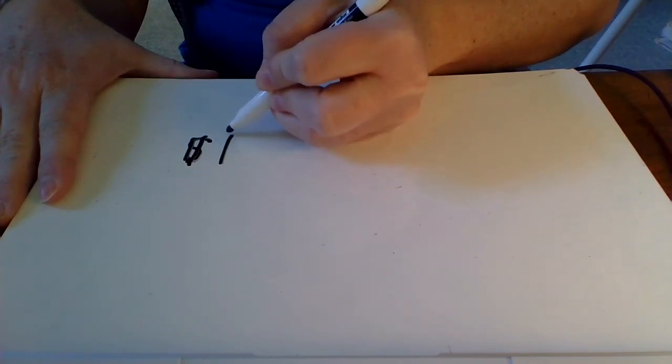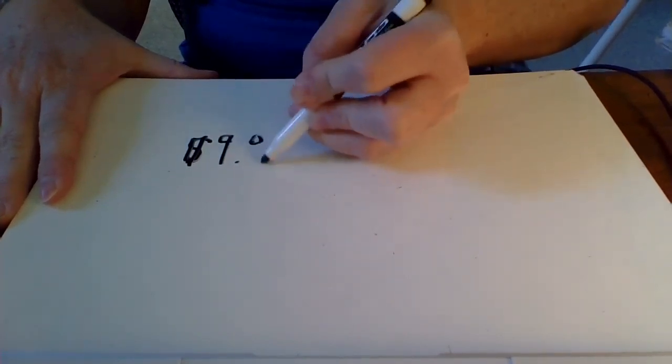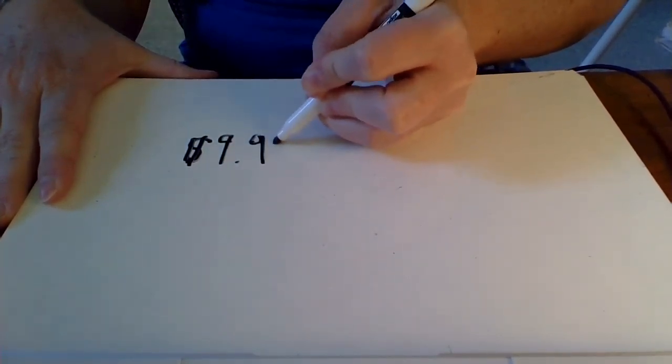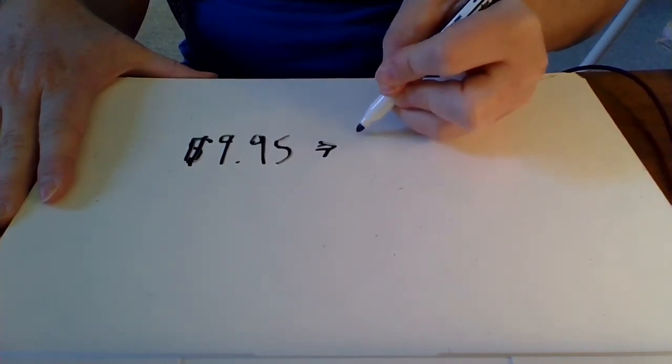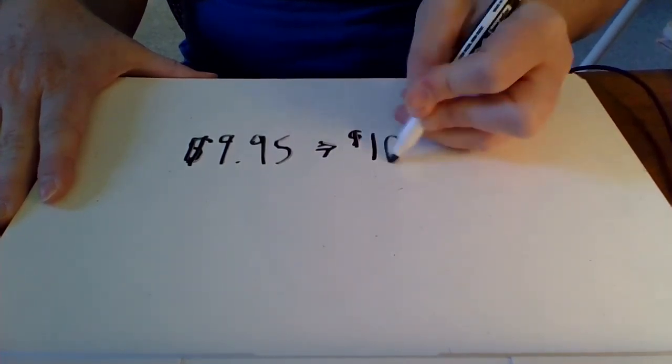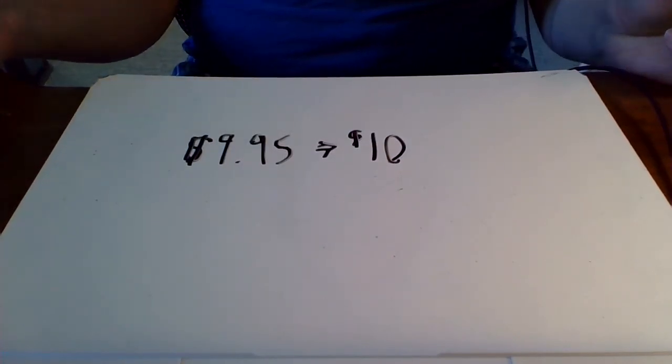So if I have $9.95, right? If something has that price tag, I want to in my head just round it to $10, so that I know how much it costs.